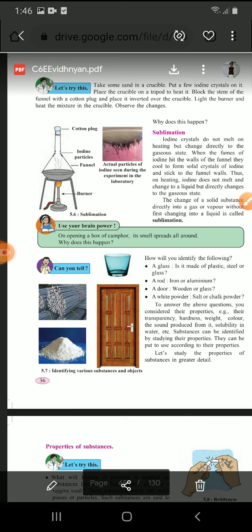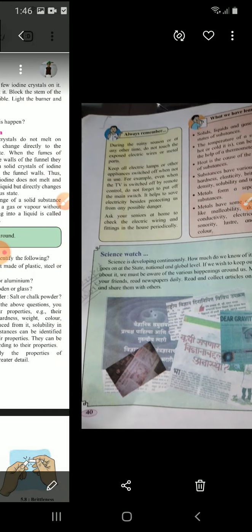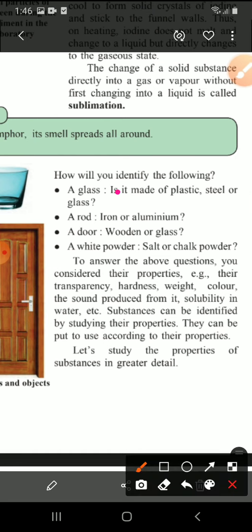Okay. Now let us begin our lesson. How will you identify the following? A glass, is it made of plastic, steel, or glass? A rod, iron or aluminium? A door, wooden or glass? A white powder, salt or chalk powder?